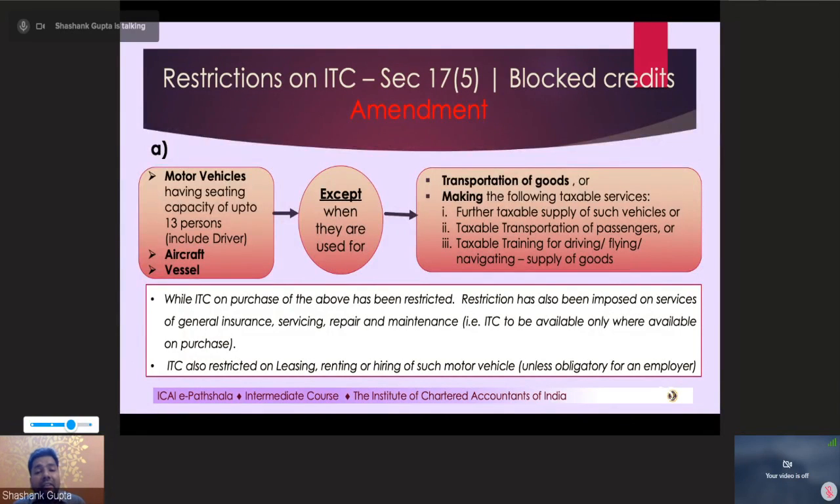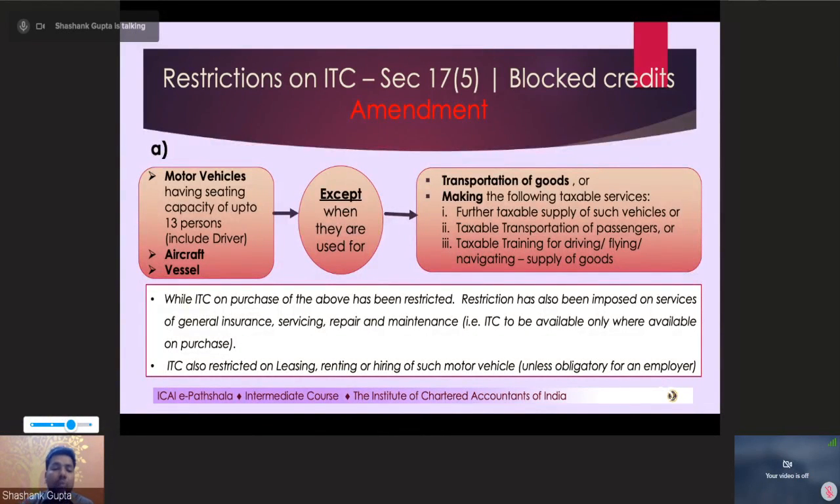While ITC on purchase of the above has been restricted, now see the minds. So, Mr. Ambani was reading this provision, he said, okay, you won't give credit on my Rolls-Royce, on my Cullinan, but what about the service? My Rolls-Royce service itself costs 5 lakh rupees. My Rolls-Royce gets service for ₹5 lakh. On that there is another 50,000 rupees of GST. Will that be available as credit?